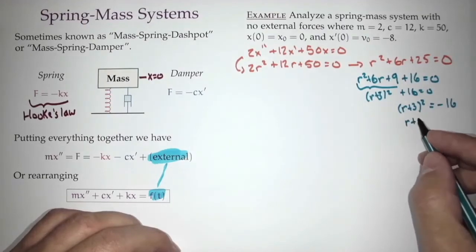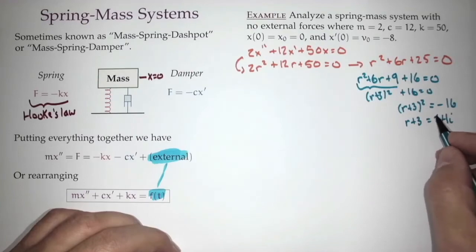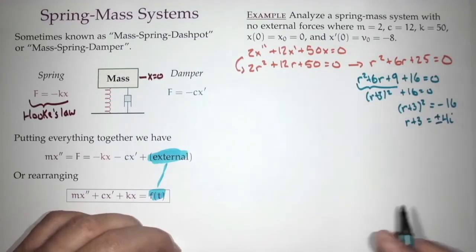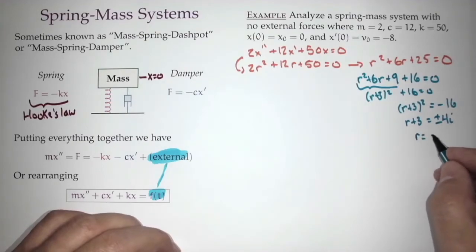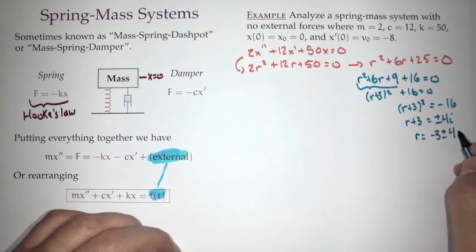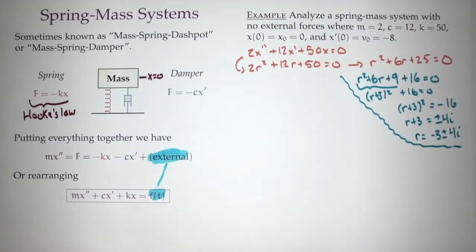Take the square roots. r plus 3 will be 4i, plus or minus. Yeah, there's two possibilities. So finally, what are the roots? Yeah, negative 3 plus or minus 4i. All right, good. So now we've got complex roots.